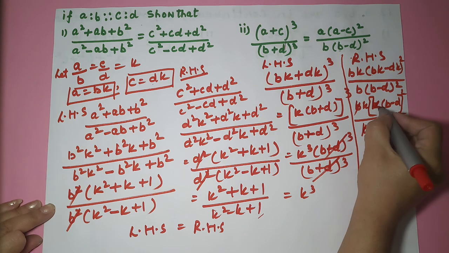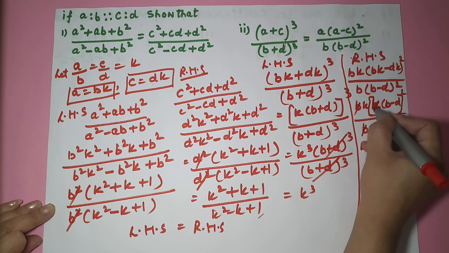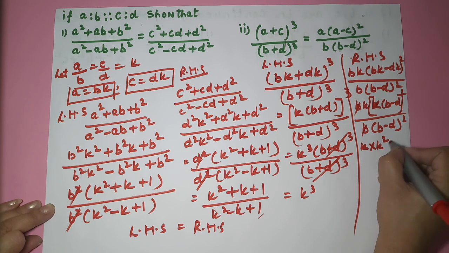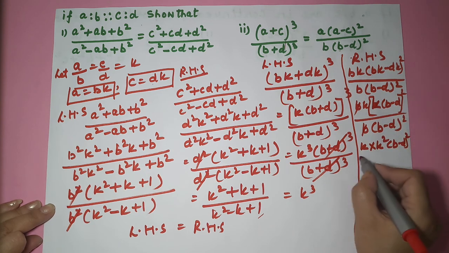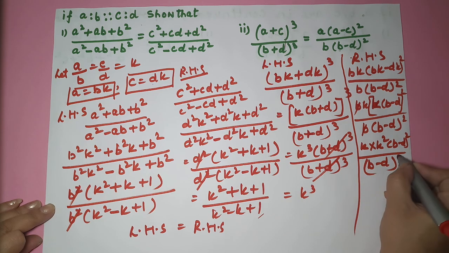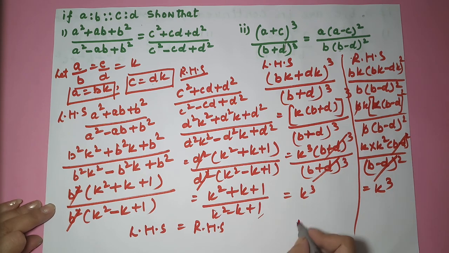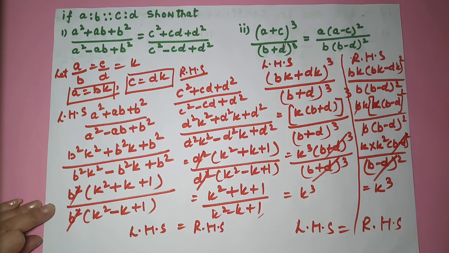Okay. So here you have k into k², because this square applies to k also, and (b minus d) whole square to b minus d also. In the denominator you have (b minus d) whole square. So this and this entire term will go. k² into k is equal to k³. So you have proved your left hand side is equal to right hand side. Right? This is how you have to solve the sums using the k method.